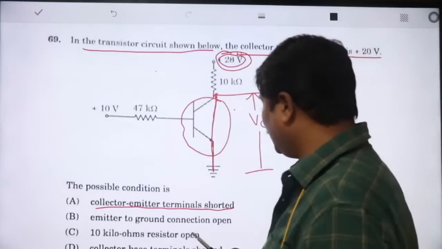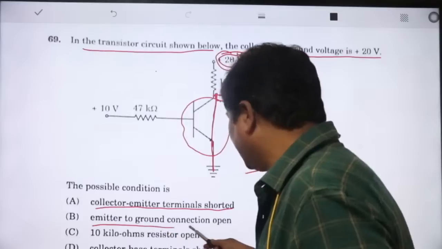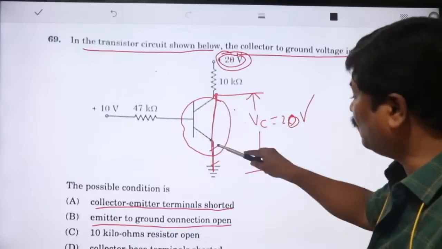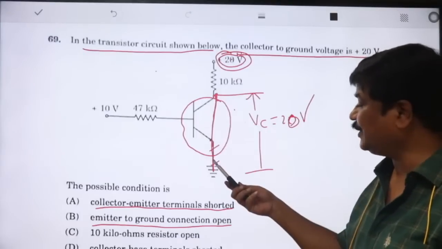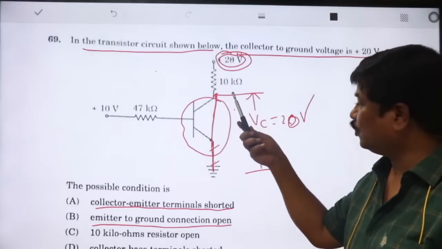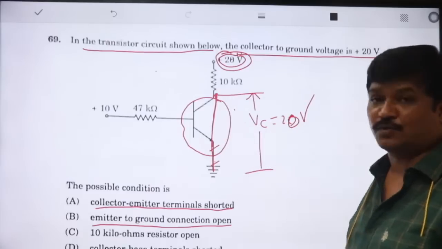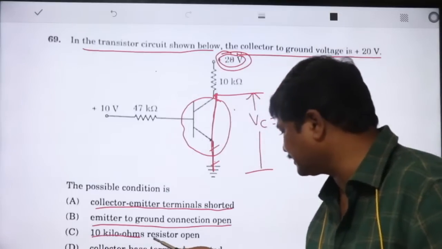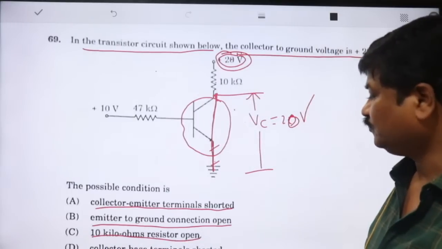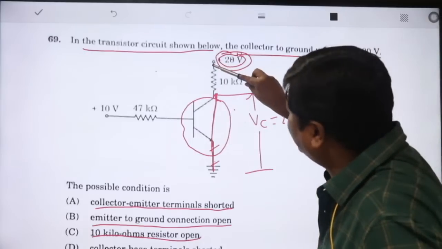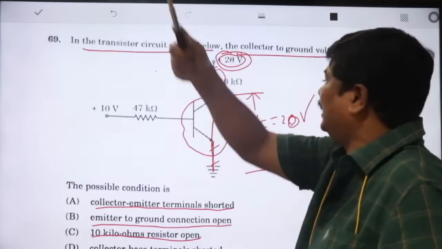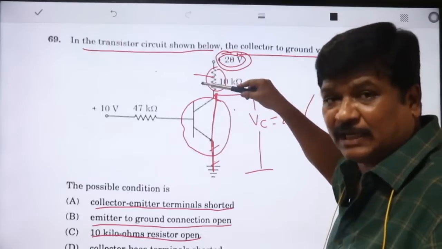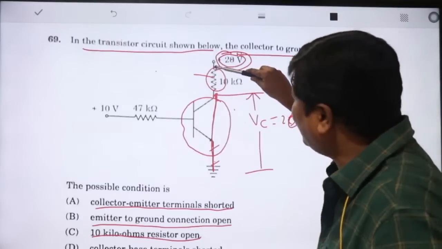Next, emitter to ground connection is open. Yes, this is open. Whenever it is open, what happens? Emitter current is 0, collector current is 0. It acts like an open circuit. You are going to get 20 volts. Even so, we will check the answers. Next, 10 kilo ohm resistance open. Whenever the 10 kilo ohm resistance is open like this, what happens? The collector current may be 0, but voltage is available across these 2 points.